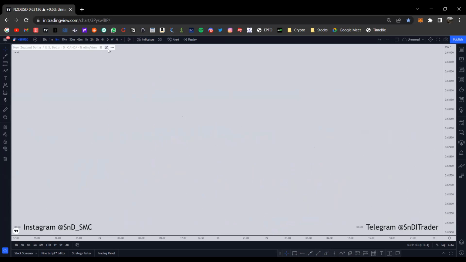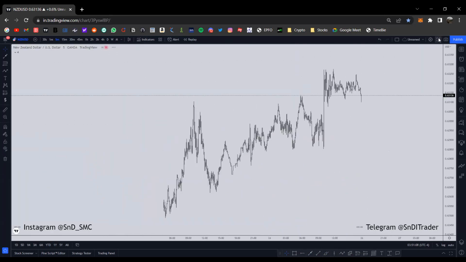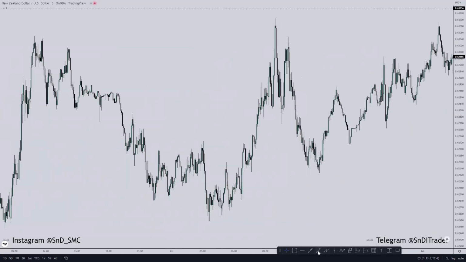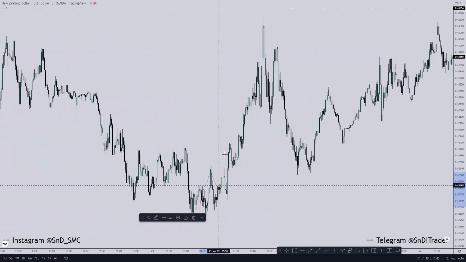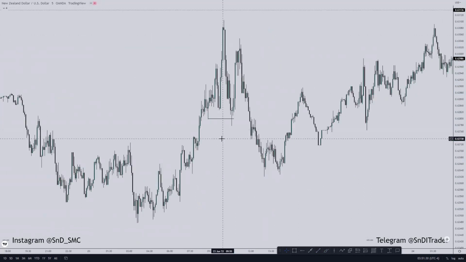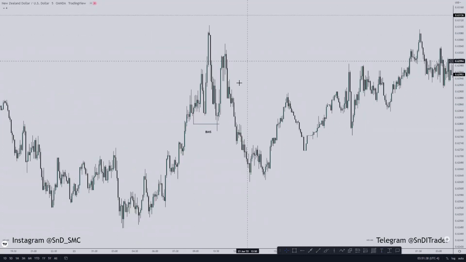Let us go on the chart to explain these things. You see here what happened. It was forming higher high, higher low, higher high, higher low, higher high, higher low. But what happened here? Price took out this higher low. After taking out this higher low, we had a break in market structure towards the downside.